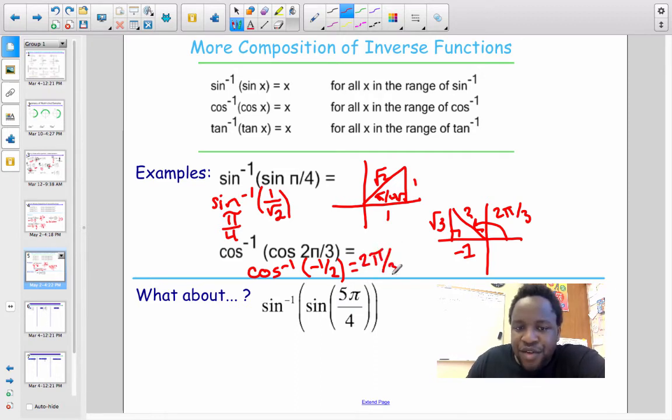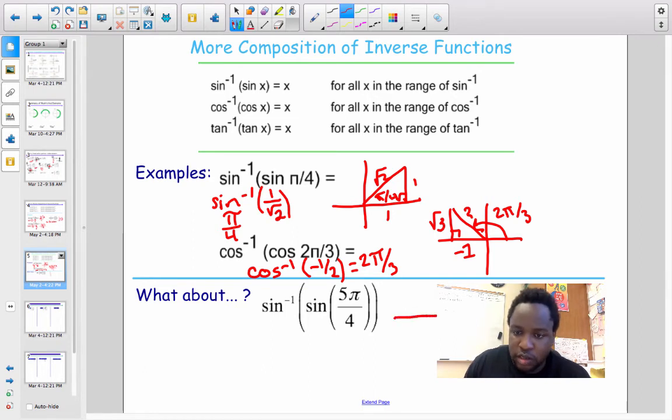So at this point, now that we've done a few examples where it ends up just being pi over 4, it's nice, it's true. Most of the time it's that way, but not always. So let's take a look at inverse sine of 5 pi over 4. So we want to know the ratio of sides when the angle is 5 pi over 4.